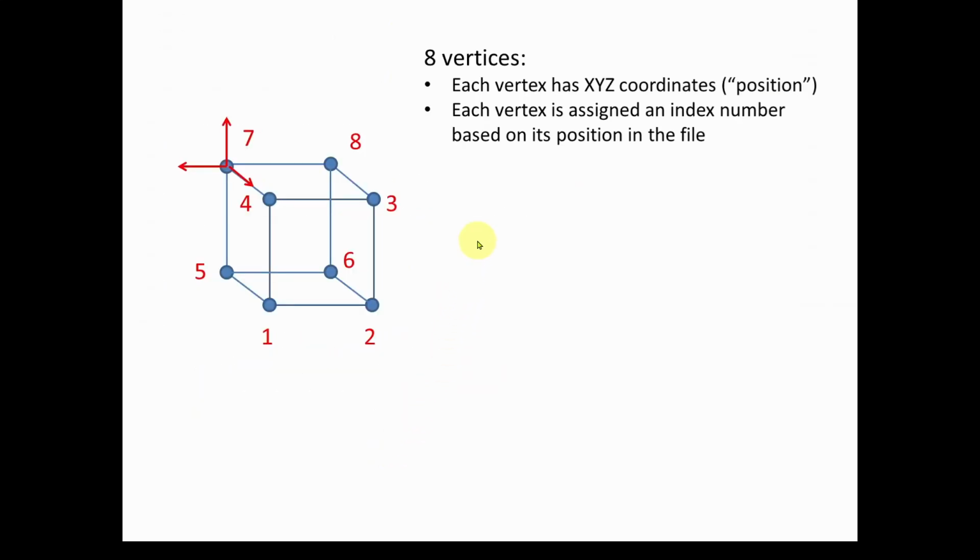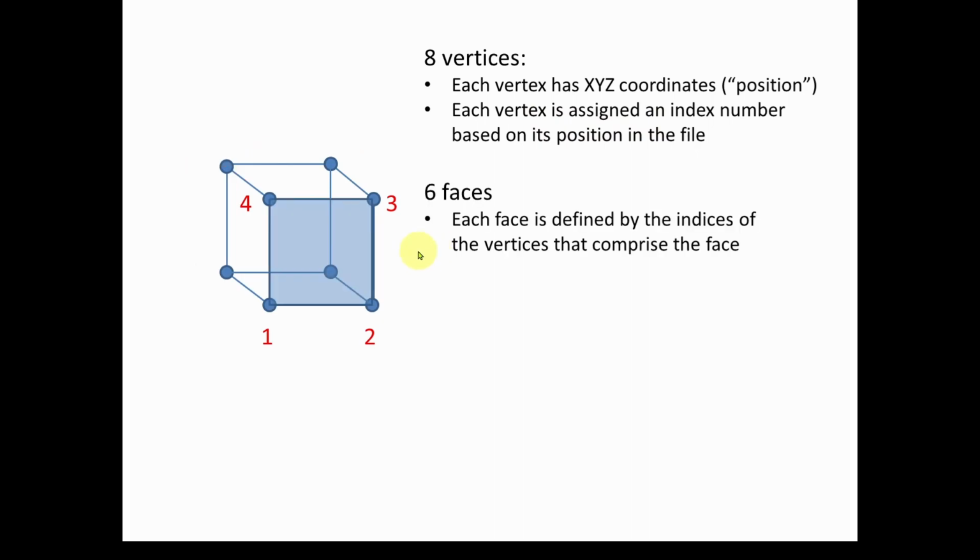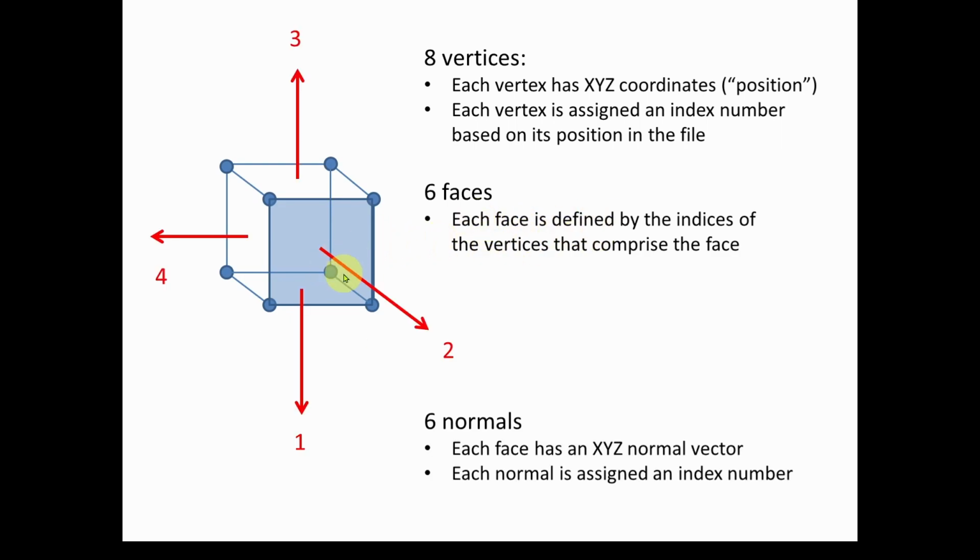As we talked about previously, our simple cube that we exported from Blender has some properties that we need to understand. Again, it's got 8 vertices. Each vertex has XYZ coordinates called position, and they're all assigned an index number. It's also got 6 quadrilateral faces, and each face is defined by the indices of the vertices that comprise the face. Then it's got 6 normals, 1 for each face.